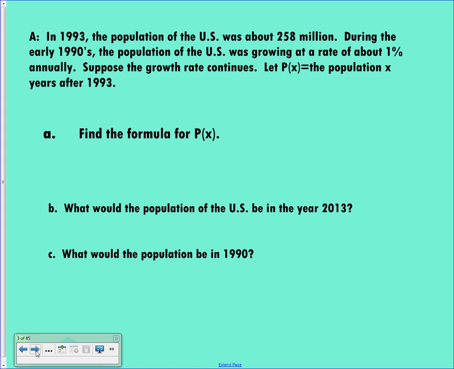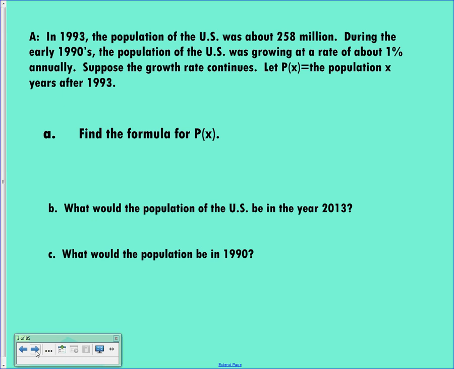Let's take a look at a story problem. Example A says in 1993, the population of the US was about 258 million. During the early 90s, the population was growing at a rate of 1% annually. Suppose the growth rate continues. Let P of x be the population in years after 1993.